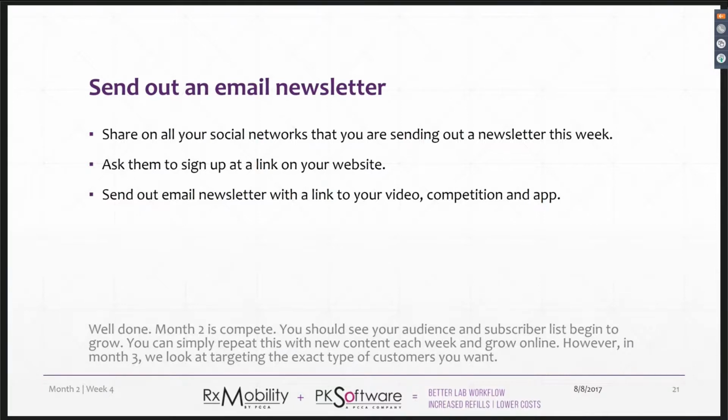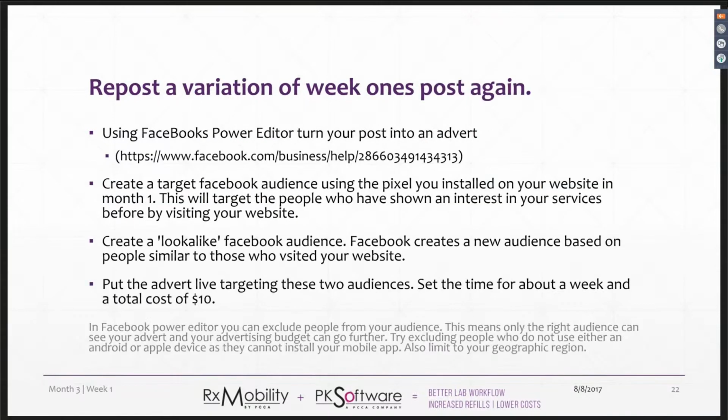Now, for the next month, the last 30 days of the 90-day campaign, we're going to look at something slightly different in the context of Facebook. It ties into audience targeting, really focusing in on a different, specific audience for your actual business. So again, repost a variation of week 1's posts. Just send them out. And then there's a thing called Power Editor, which I'm going to go into in a few minutes, which enables you to turn your post into an advertisement.